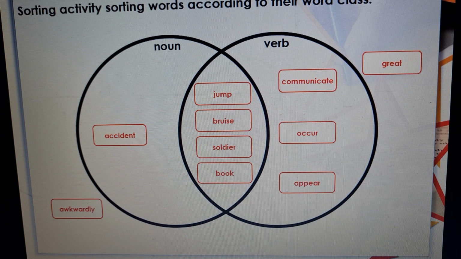A book, something you read, that's a name of something, it's a noun. But also you can book a holiday. You can book a trip. So it's also a verb as well. We've also got two words which are not nouns and they're not verbs, and that's great and awkwardly. So they go on the outside.